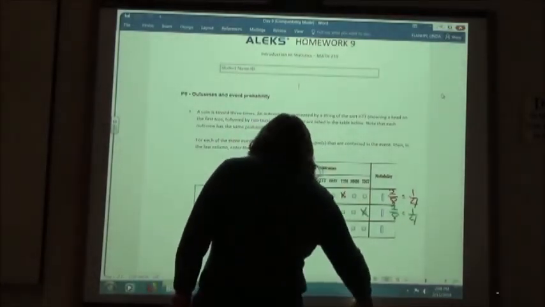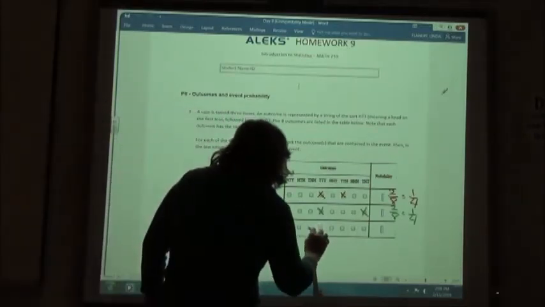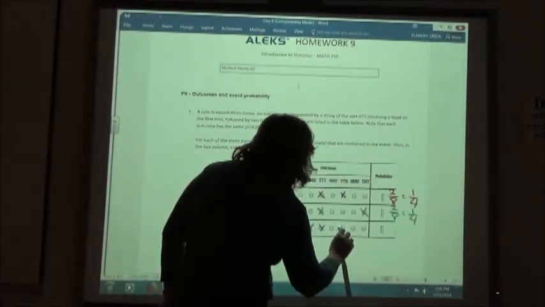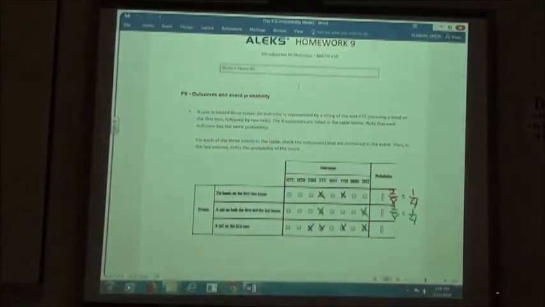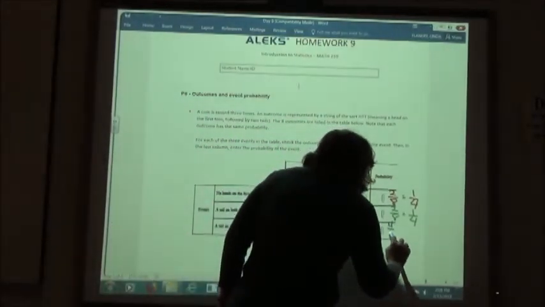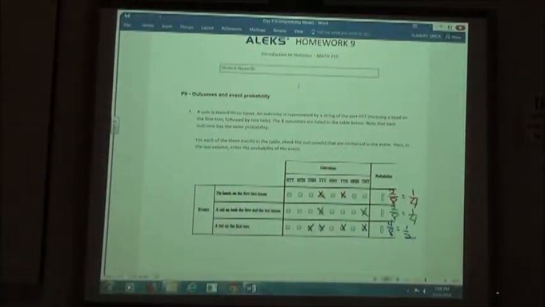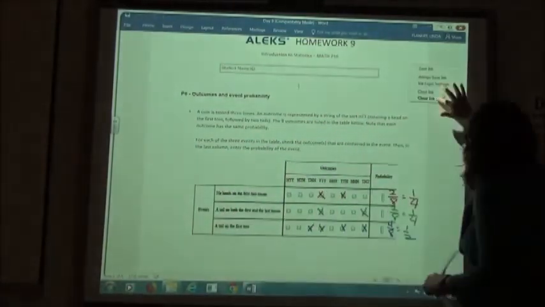And then the third one there, a tail on the first toss. Which ones show me a tail on the first toss? The third one, the fourth one, the sixth one, and the last one. They all have a tail on the first toss, which means we have 4 out of 8. 4 out of 8 reduces down to 1/2. So my probability of getting a tail on my first toss is 1/2. All right, those ones aren't so bad.